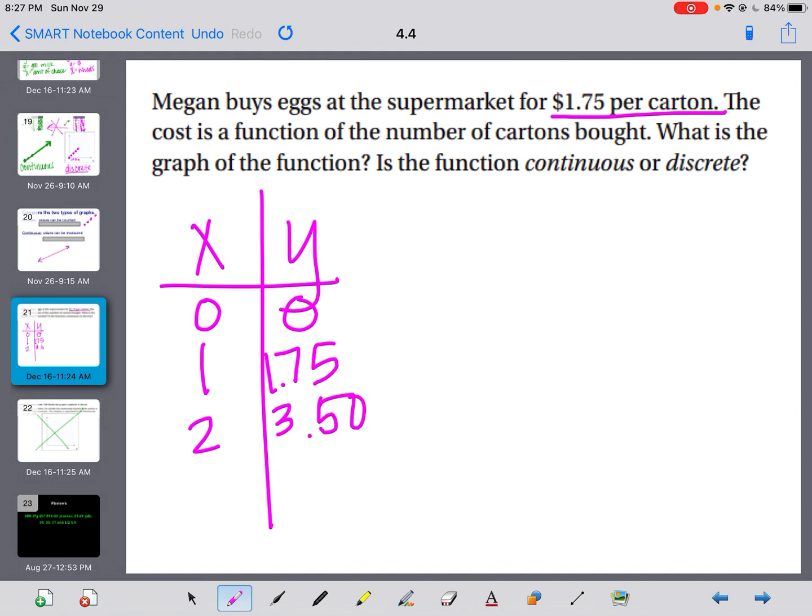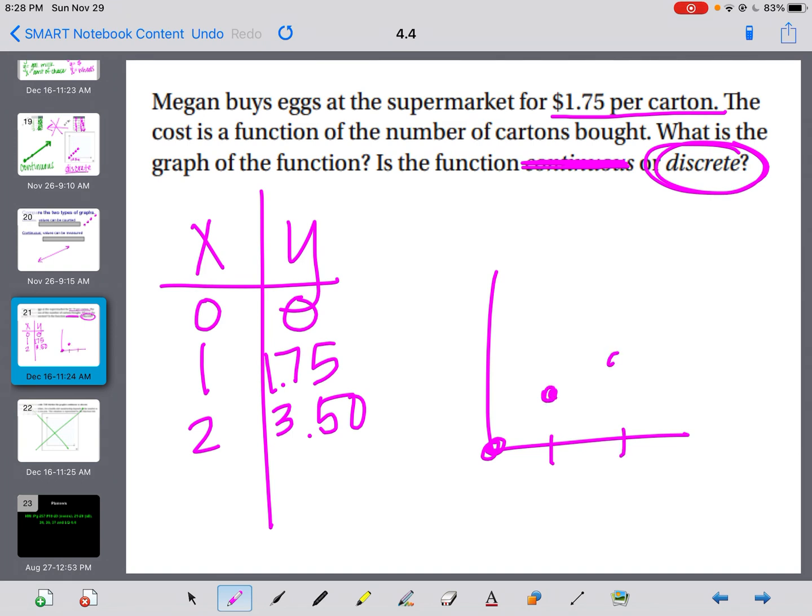$3.50. Okay, but can I go to the store and grab a carton of eggs, usually they come in dozens, and just take like 4 of them out and walk up to the counter and pay for my 4 eggs? No. So that means I can't pick just any amount in between. I have to buy a whole carton, 1 whole carton or 2 whole cartons. So this one's going to be discrete. And when I graph it, it's just going to be in dots, no connecting.